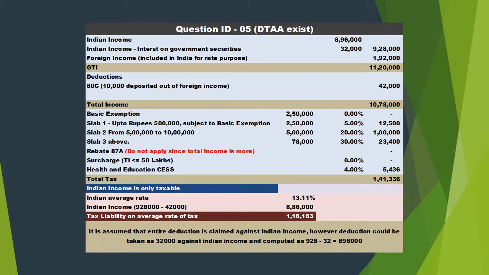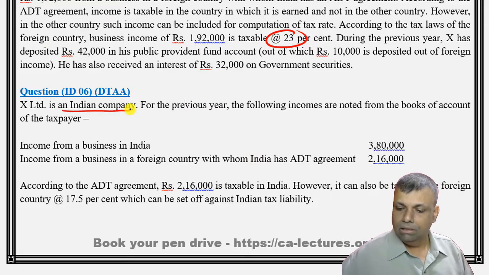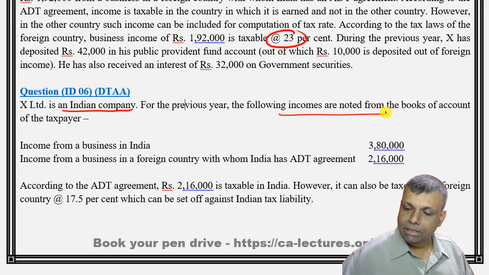Now let me go to the next question. The next question is also on a similar concept, I guess. Okay, come to this particular question, question number 6. Okay, X Limited is an Indian company. For the previous year, the following incomes were noted from the books of accounts of the taxpayer.